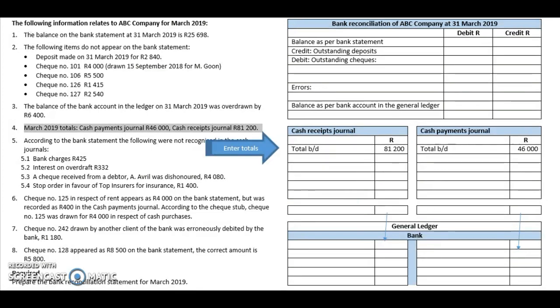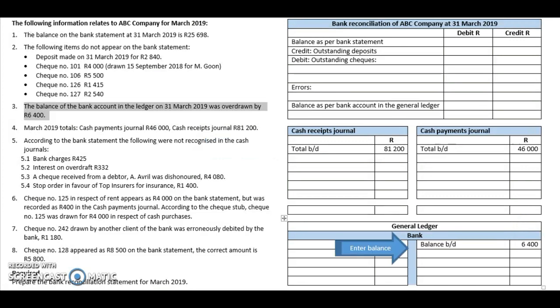The totals to the cash journals are given in note number 4. The total of the cash receipts journal is 81,200 Rand and the total of the cash payments journal is 46,000 Rand. The balance of the bank account in the general ledger is given in note number 3. It states that it is overdrawn. This is thus an unfavorable balance and should be credited. So we will enter it on the credit side as balance brought down.